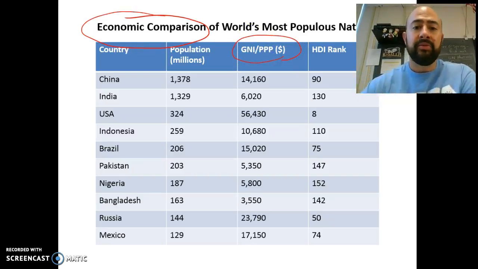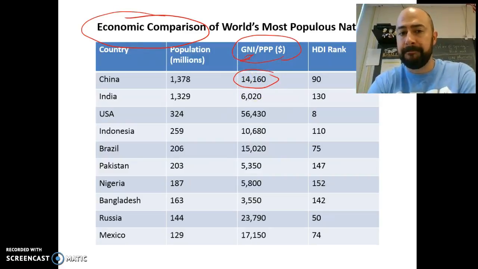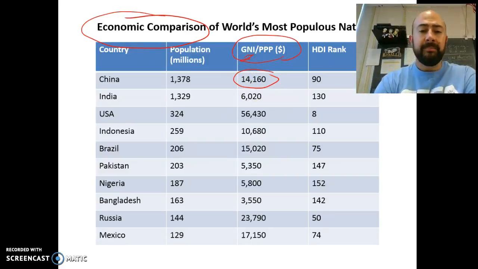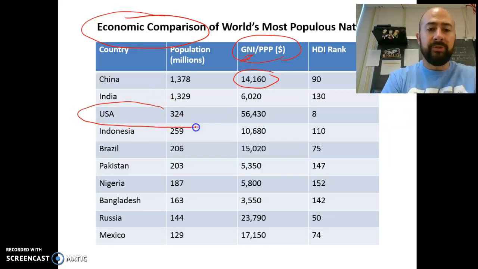What that basically means is they take the national income of the country and divide it up by the country's population, as if everyone would get an equal share. Then they convert it into international dollars, so US dollars, so that if every person in China got a share of the national income in US dollars, it would be this number there, about 14,160.